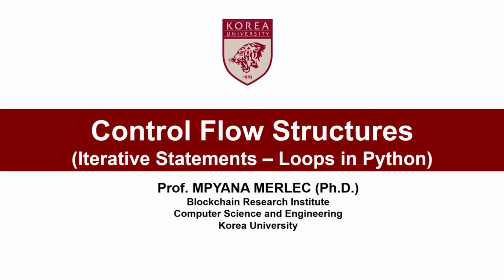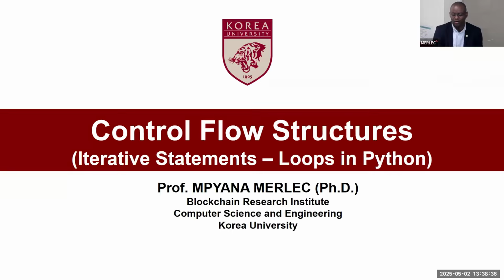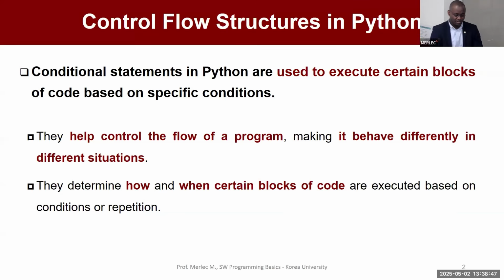Today, I'm going to cover the second part of the control flow structures, which will include iterative statements and loops in Python. As you know, I mentioned last time, conditional statements in Python are used to execute certain blocks of code based on specific conditions. If the conditions are met, a block of code or a set of instructions can be executed under a specific condition.